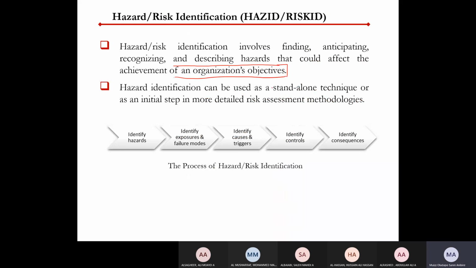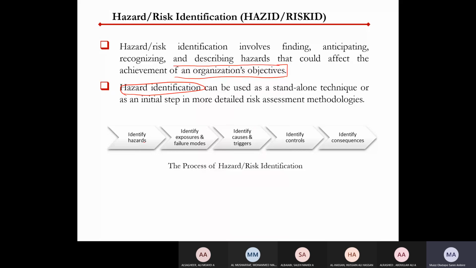Now, hazard identification can be used as a standalone technique or as an initial step in more detailed risk assessment methodologies. For me, what I like to do is I like to start with hazard identification, and then based on that, I can decide on which of those hazards should be carried further to risk assessment. So you probably will not do risk assessment for all hazards that have been identified, but you have to select some of those hazards which you feel, or based on your analysis or historical data, are the most contributing hazards to losses, to business losses or other losses in the organization. Then you carry that over to risk assessment.